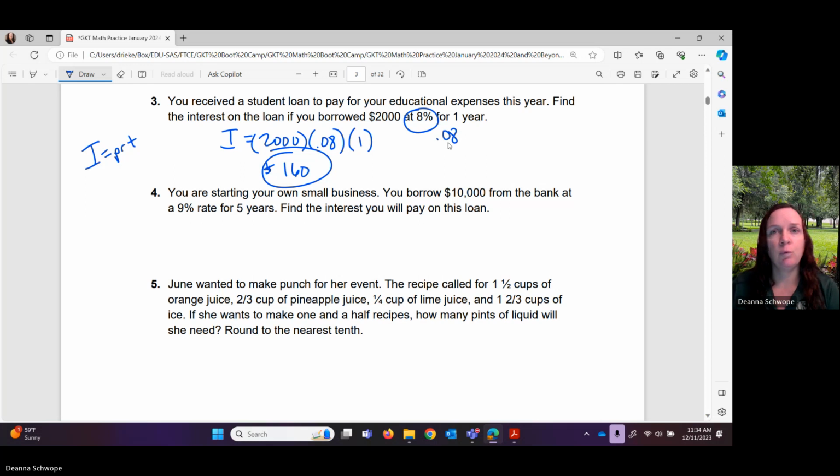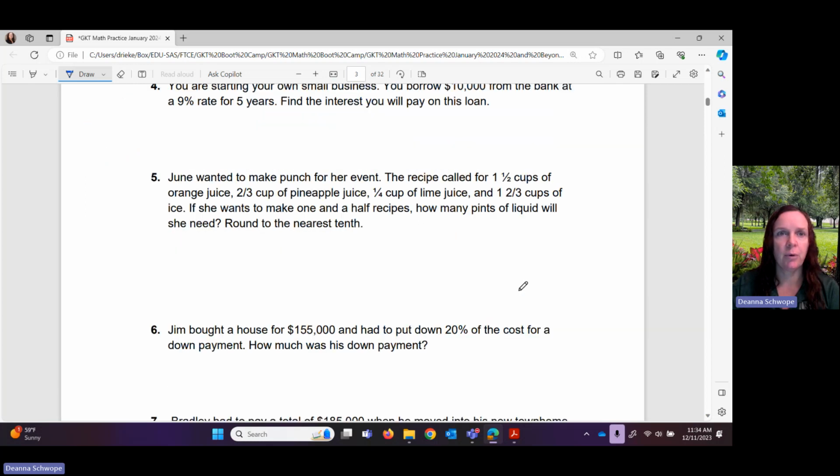But reason with it. If you're like, I got $16,000, does it make sense if I borrowed $2,000, I'd have to pay $16,000 in interest? Hopefully not. So kind of reason through it. Use your logic to help you with a lot of this as well. Let's look at number 4.